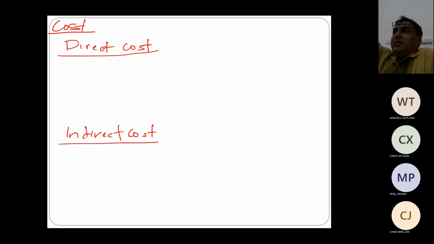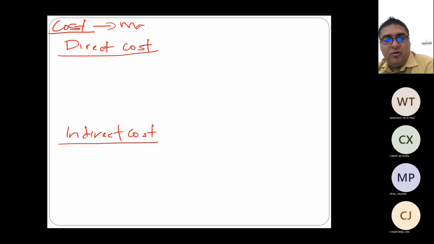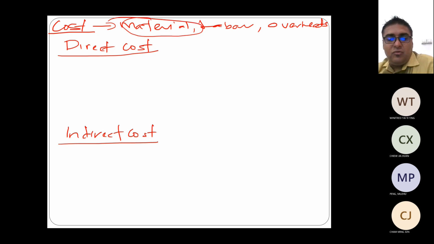Now, what is the difference between direct and indirect cost? Can you hear at the back? Direct costs are costs that can be directly associated to a product. You can trace the cost into the product. Are you with me so far? I will give you an example. We have costs related to material, costs related to labor, costs related to overheads. I will use material first to explain to you the concept of direct and indirect.